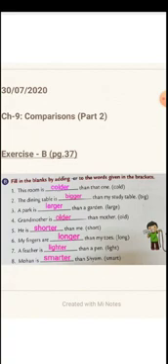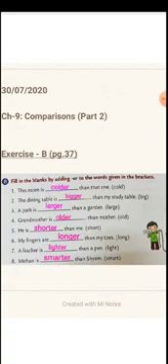Number 7, a feather is dash than a pen. So we are comparing feather with pen. And what is the describing word we are using? Light. The quality we are describing here is light, means not heavy. So its comparative form will be lighter. We have to add ER. So a feather is lighter than a pen.